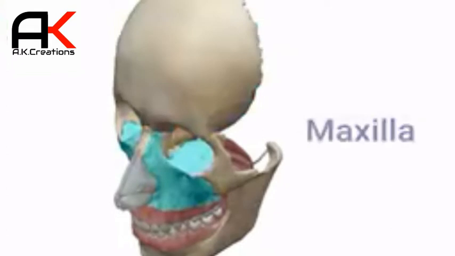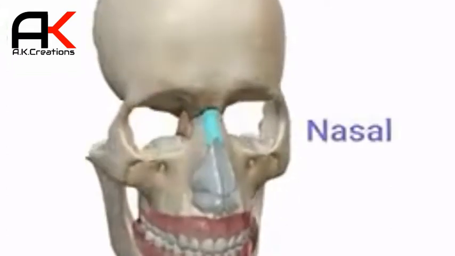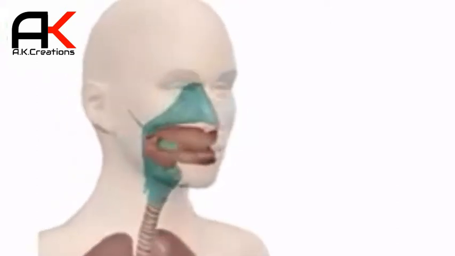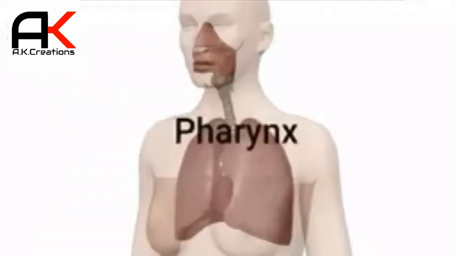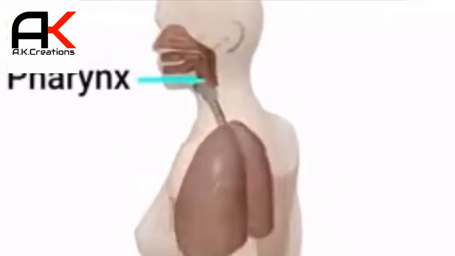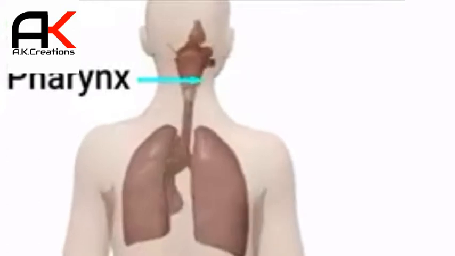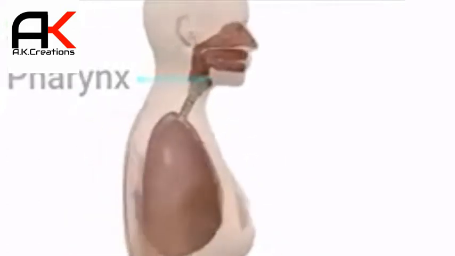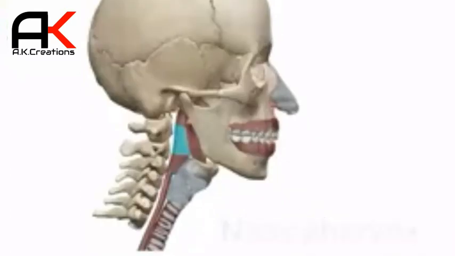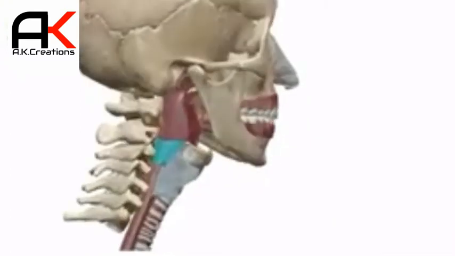Frontal, maxilla, nasal, ethmoid and vomer are the 5 bones of the nasal cavity that form a framework that supports the nose. The pharynx is a musculo-membranous tube that functions as a part of the alimentary canal and as an airway in the upper respiratory system. The pharynx consists of 3 regions: nasopharynx, oropharynx and laryngopharynx.